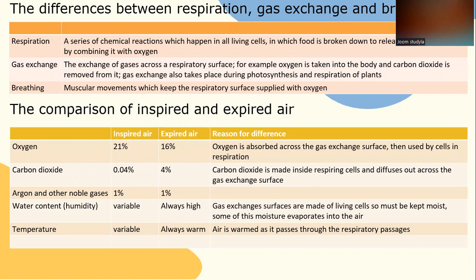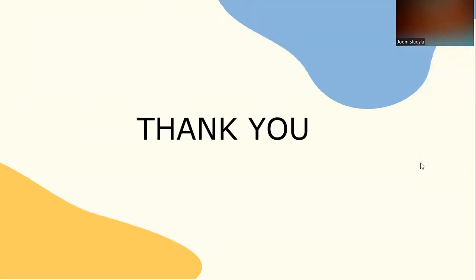And water content, humidity: in inspired air it is variable, and expired air is always high. Gas exchange surfaces are made of living cells, so must be kept moist. Some of this moisture evaporates into the air. The temperature of the inspired air is always variable and the expired air is always warm. So air is warmed as it passes through the respiratory passages.